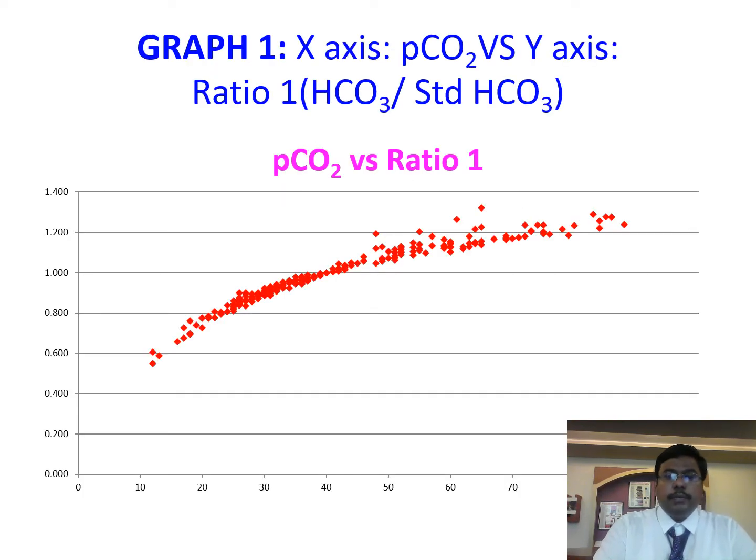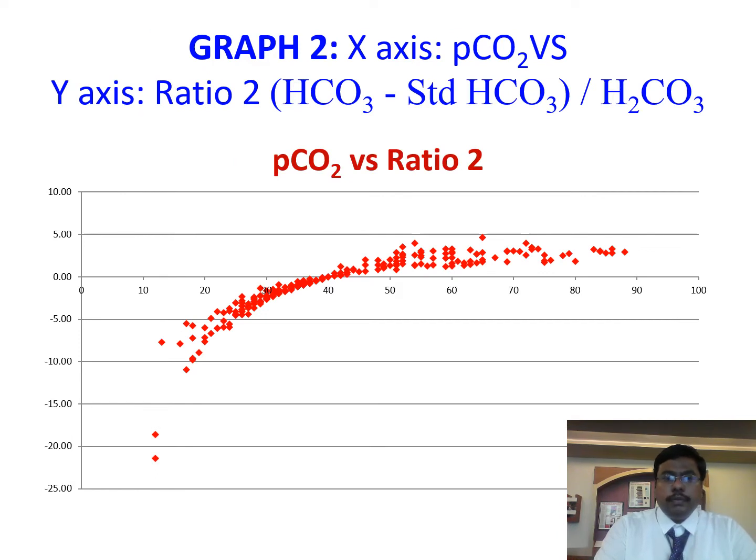In graph 1, PCO2 is related with ratio 1. As PCO2 increases, ratio 1 also increases. Ratio 1 is the ratio between bicarbonate and standard bicarbonate. At PCO2 40 mmHg, the ratio 1 is 1 because both bicarbonate and standard bicarbonate values are equal. So ratio 1 is 1 at PCO2 of 40.